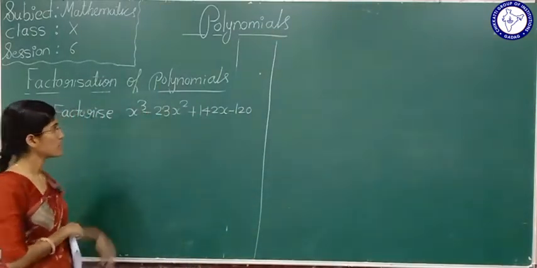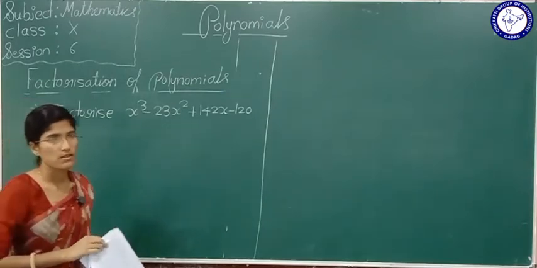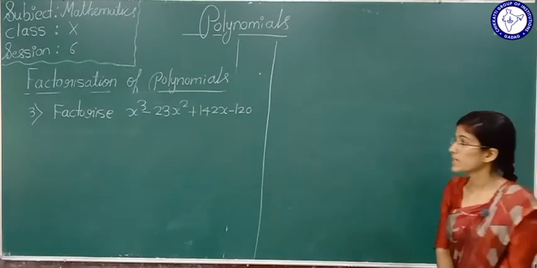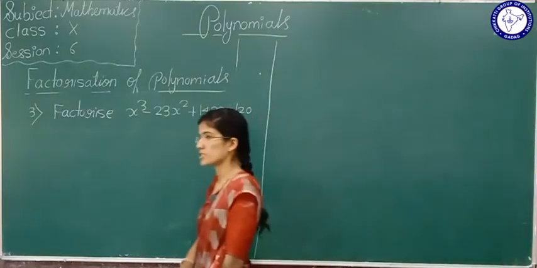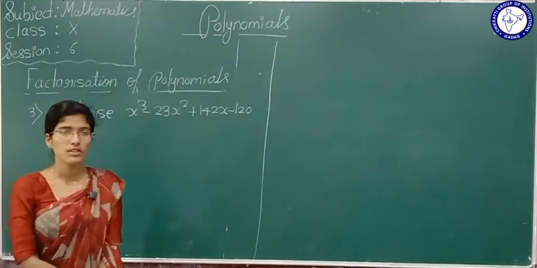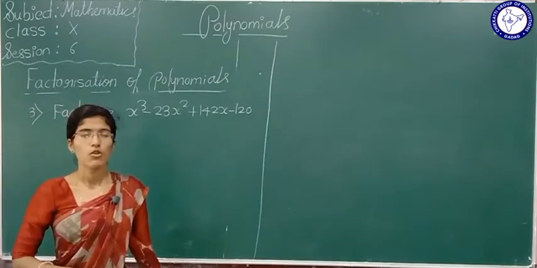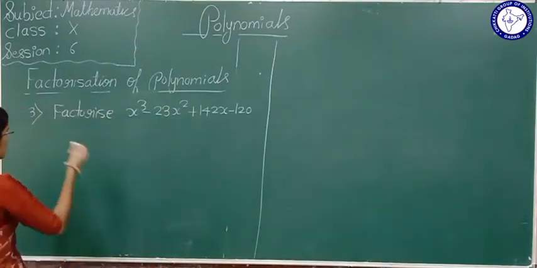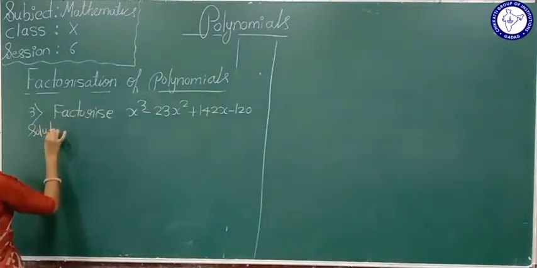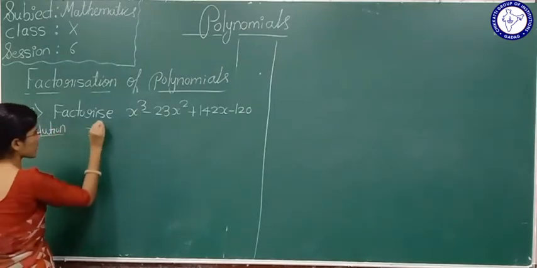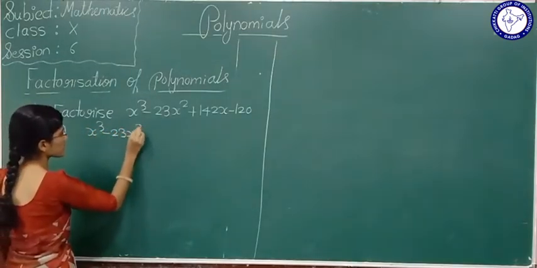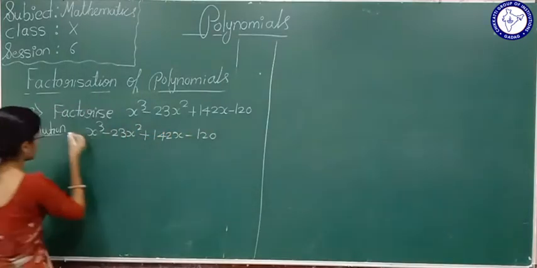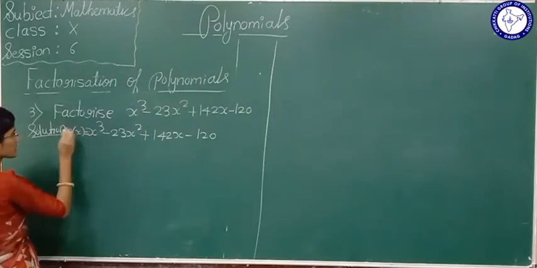Now see student, this is a cubic polynomial. Okay, now how will we solve this? By the splitting method it's not possible. We will go by the factor theorem. See what we will do. Solution: what is the given polynomial? That is x cube minus 23x square plus 142x minus 120. We will denote it by p of x.